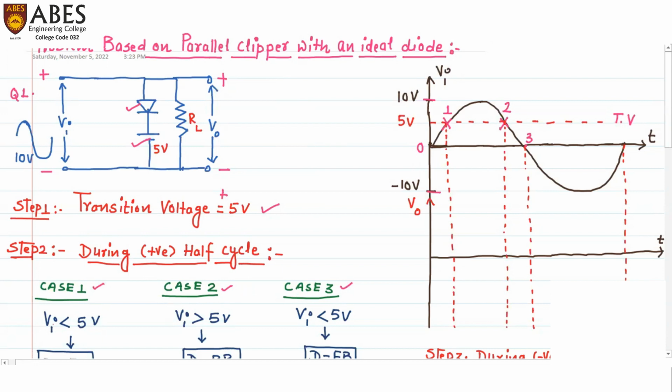The first case is Vi is less than 5 volts. Why is it so? Because in the input waveform, you can see this input is below this transition voltage line, which means the transition voltage is greater than the input voltage. And the same I have written in case number 1: Vi less than 5 volts.